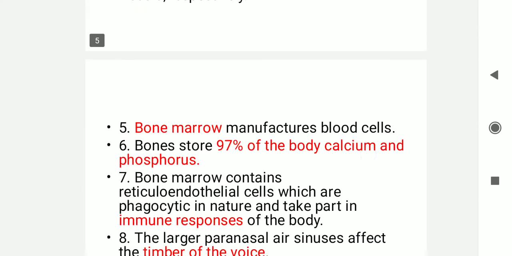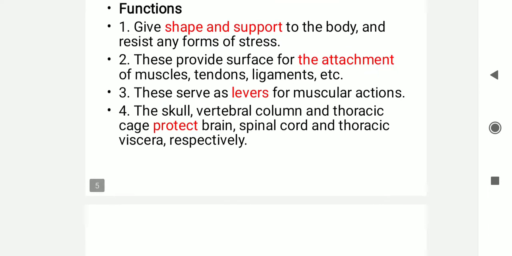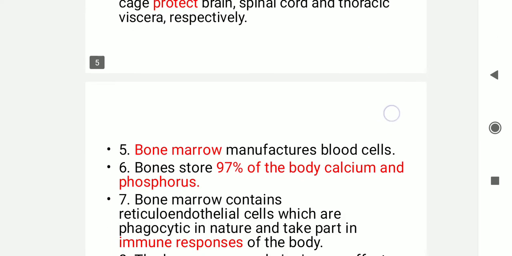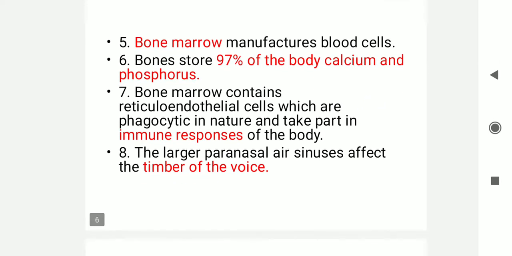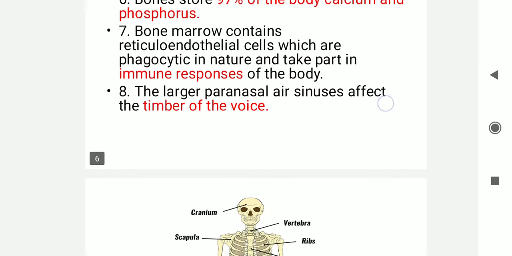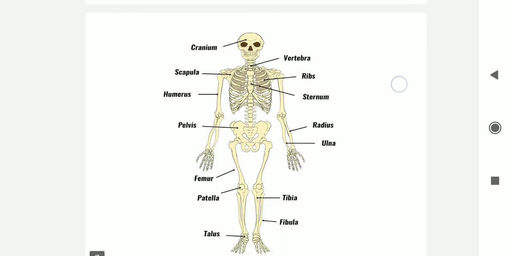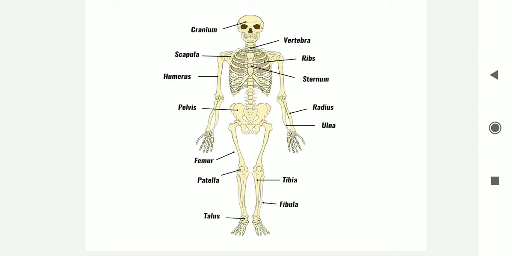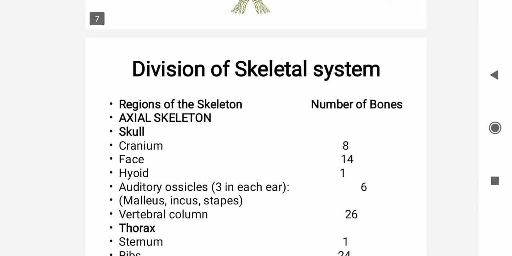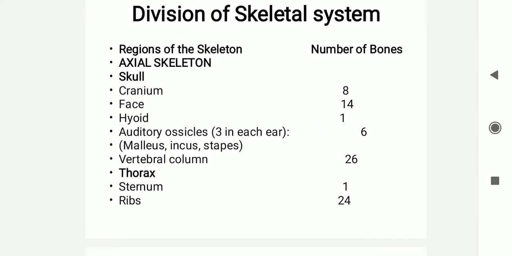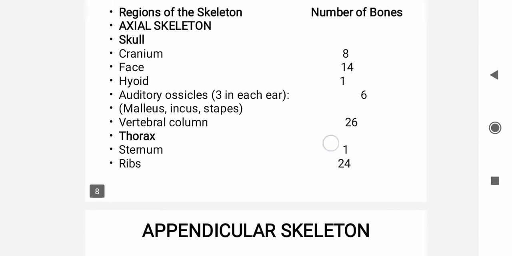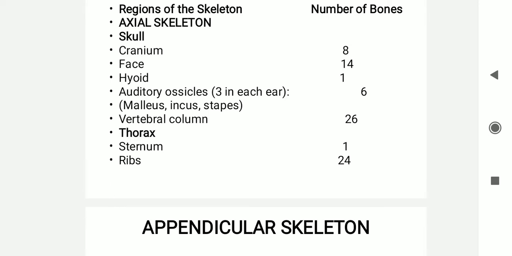So the larger paranasal air sinuses affect the timbre of the voice, so it maintains the rhythm of the voice. So we have seen the functions: shape and support to the body, attachment, levers for action, protection, forming blood cells, containing 97% of the body's calcium, immune response, as well as timbre of the voice. This is the diagram of the skeletal system that I will not discuss in detail, because you already know humerus, radius, ulna, etc. Now the division of the skeletal system, that is, classification of bone: axial and appendicular. But you have to remember the number and names of some bones, like there are 8 bones in the cranium, 14 bones in the face.